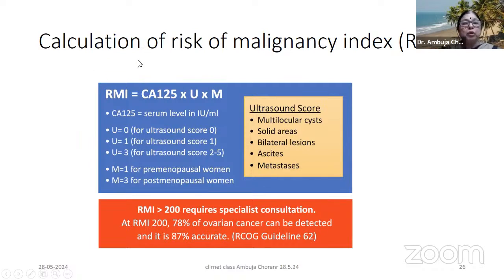And that score you are going to add. And this is the menopausal stage. If it is a premenopausal patient, the score is 1. Postmenopausal, the score is 3. With all this calculation, you will get the RMI. If RMI is more than 200, it shows that there is a chance of malignancy.